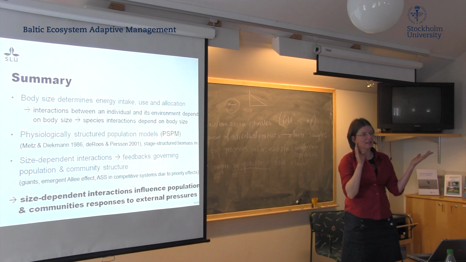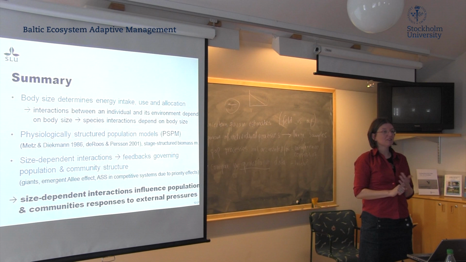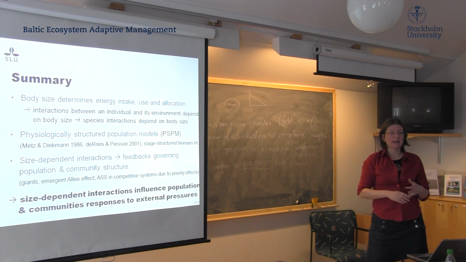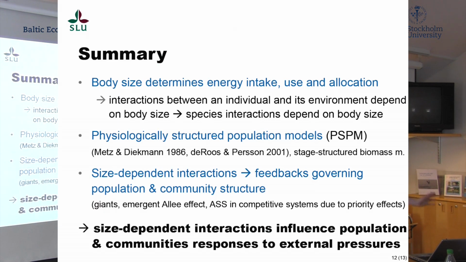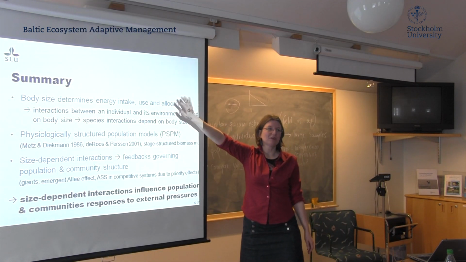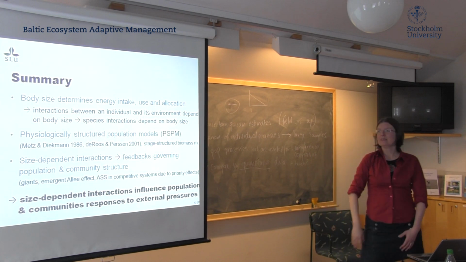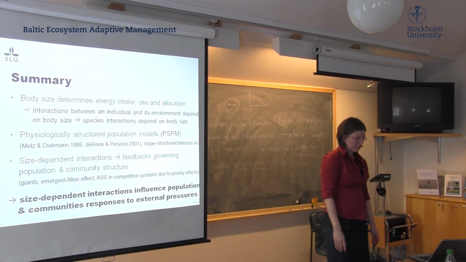So basically what I tried to show you today is how the body size of an individual determines what it eats, how it eats, and how it uses the energy that it gains and how it allocates it. And the consequence is that the interactions between individuals and the environment depend on body size. And since that environment is other individuals, either of the same species, you get population dynamic feedbacks like density dependence, but the environment also consists of individuals of other species. So that gives size-dependent species interactions, right? So the fact that what we do in and with our body in relation to the environment depends on body size has consequences for population and community dynamics.